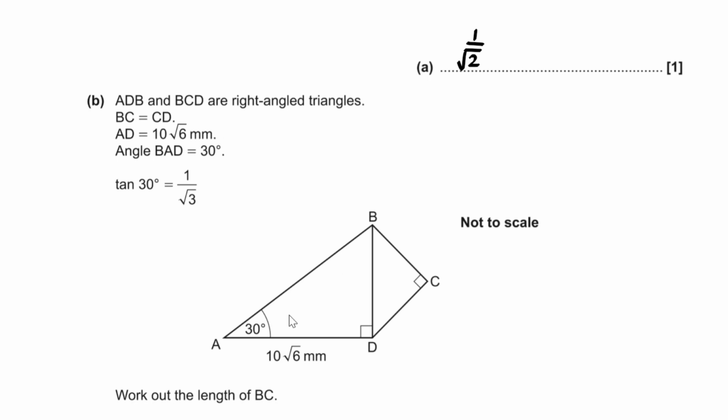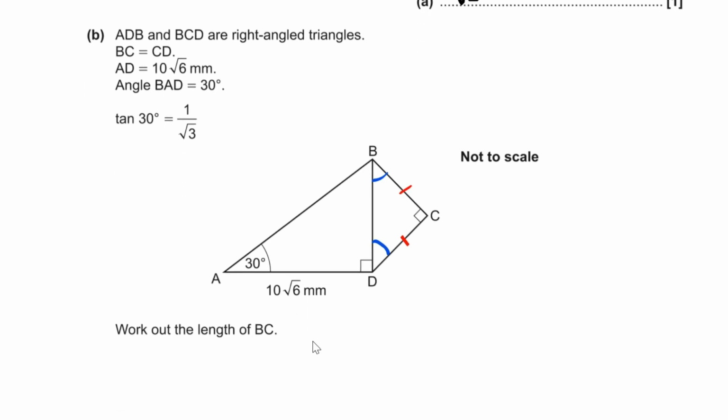ADB, that's this right angle triangle, and BCD, that's this right angle triangle, shown here. And then we've got BC equaling CD. So we've got this equaling this, and because of that we've got an isosceles triangle, and therefore this angle here will equal this angle here. We've got the base angles on an isosceles being equal. And we've got the angle BAD being 30 degrees, and we've got AD equaling 10 root 6 millimeters. And we have to find the length of BC.